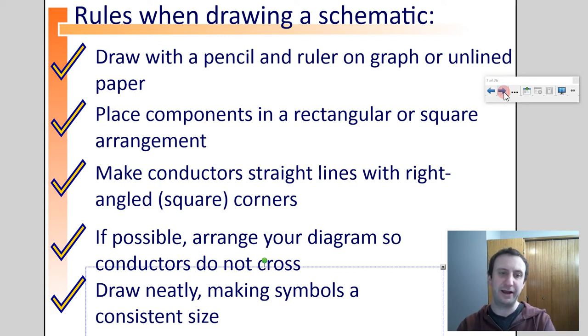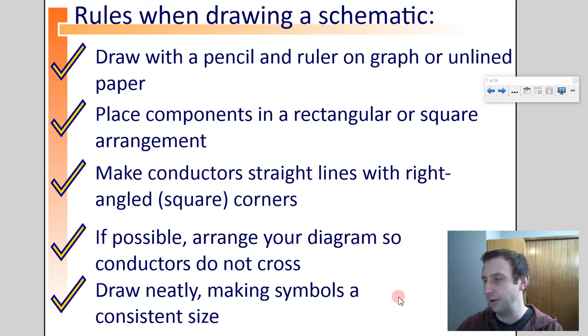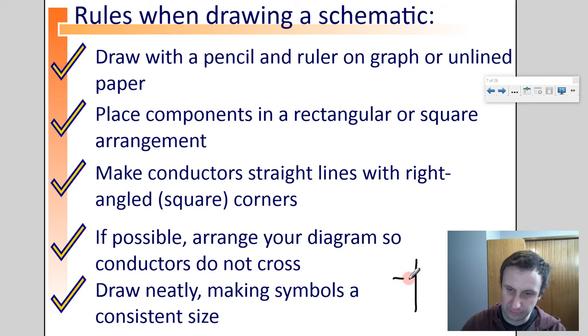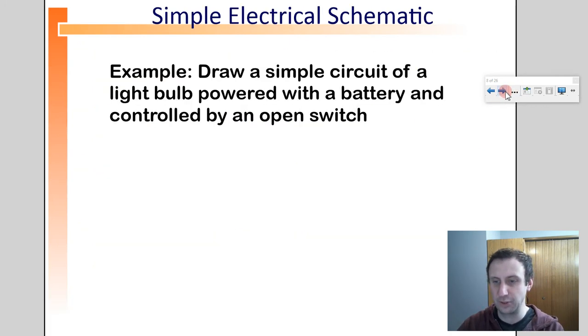Make conductors straight lines with right angled square corners. So again, we're all just dealing with squares and rectangles here. If possible, arrange your diagram so conductors do not cross, which takes some careful planning. If we do have to make a conductor cross, we just do a little jump. So we show that by, if we had one line like this, then our other line would just go like, and then jump over like that. And then draw neatly, making symbols a consistent size. Okay, so essentially just make a neat diagram. Keep it neat and tidy.